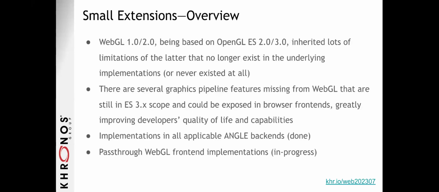By way of the small extensions, Alexei Knyazov from the Khronos WebGL Working Group finds that, given that WebGL 1 and 2 are based on OpenGL ES 2 and 3, they inherited a lot of limitations that don't actually exist in the underlying graphics hardware. There are several graphics pipeline features missing from WebGL that are still in the ES 3.0 scope and could be exposed in browsers, which would improve developers' quality of life. And even though we're trying to transition WebGL more toward maintenance mode, it would be good for the health of the API in the long term if we actually added several smaller features.